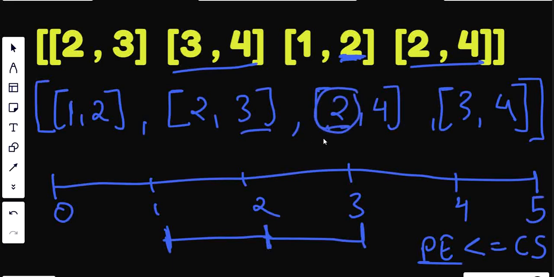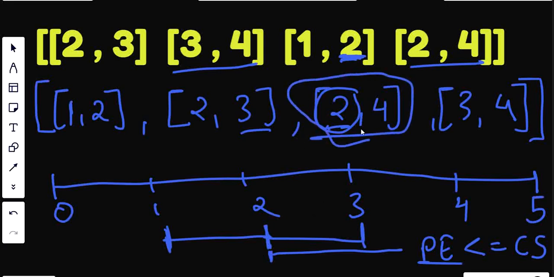And also when I'm going to plot this on my number line, this is overlapping with this 2, 3 interval, right? So I am not going to take this interval and I am going to completely eliminate it. So my answer for elimination will be increased by 1, right? Elimination will be +1 right now. Then I'm going to check the next interval, that is 3 and 4.